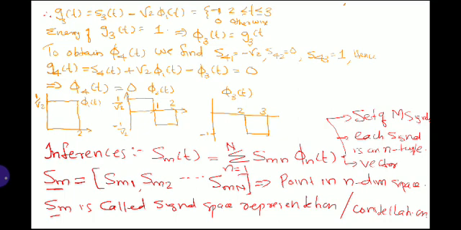Now this vector Sm is called the signal space representation or constellation. So we will use this constellation very often in the future lectures. So constellation means it is the signal space representation of the signal Sm of t.